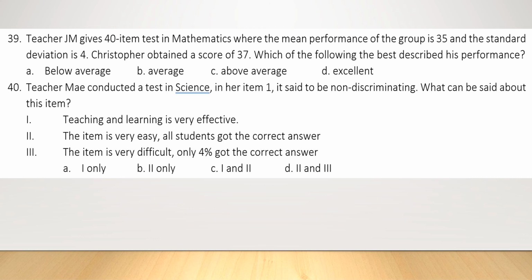Number 3, very difficult pod. Only 4% got the correct answer. So, unsa na ba kalisod? Meaning, non-discriminating pud siya. So, letter B.